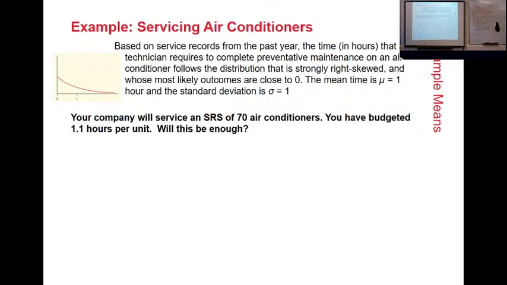So what is the probability that we want to find here? Well, we want to find the probability that when we have our sample of 70, the mean amount of time that we spend doesn't go over 1.1. Because if it doesn't go over 1.1, then we're in good shape. If it does, then we're in trouble. We haven't budgeted enough time. So the probability that we're finding is going to be cut off at 1.1. And 1.1 is our threshold. Did we go over it or not?